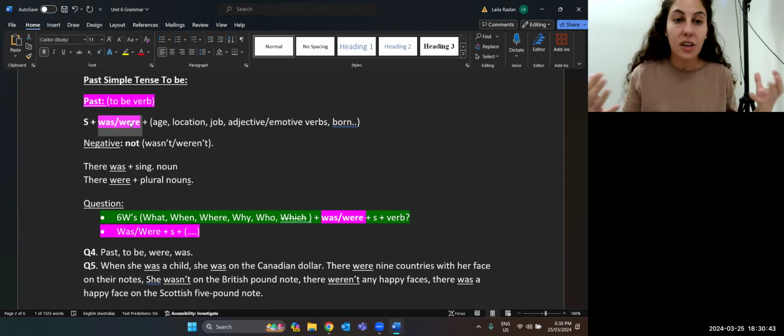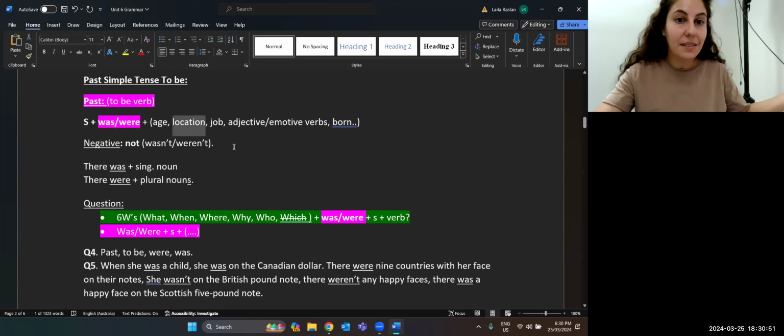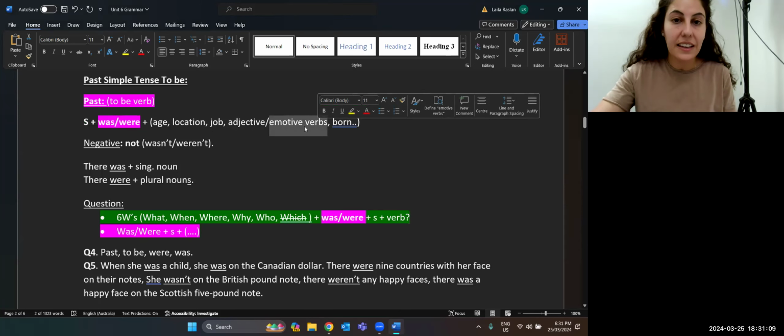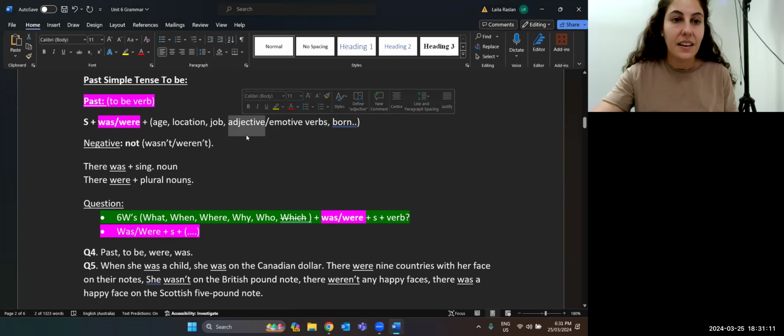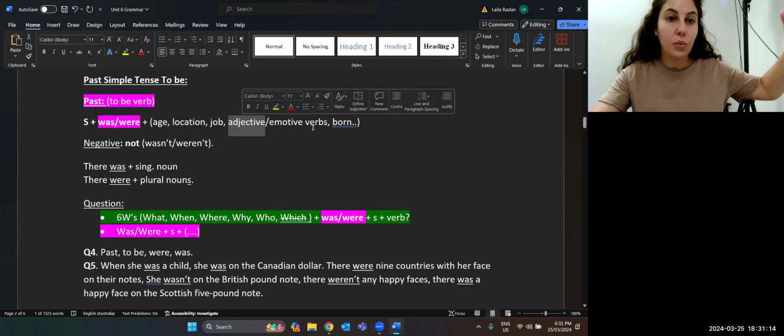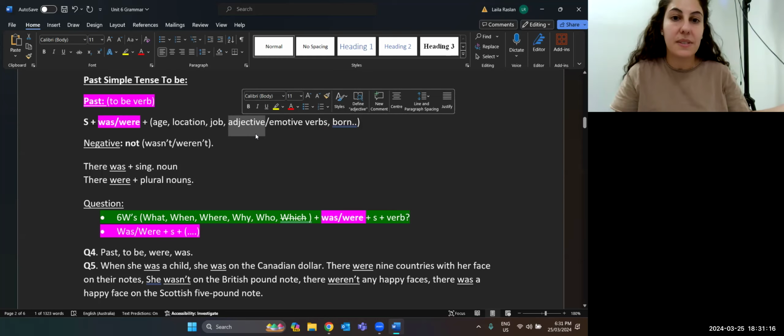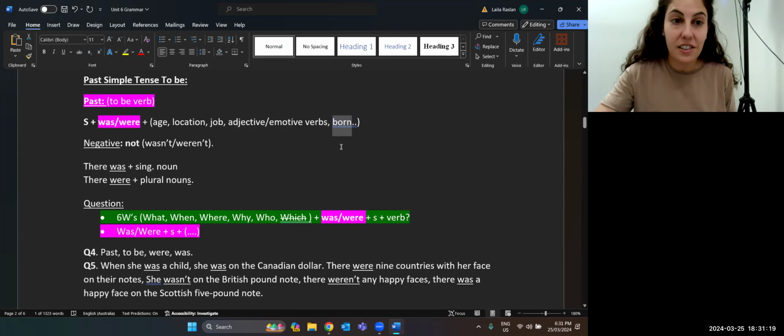We use it when we need to talk about our age, like I was 20 years old in the year 2000. I was in the city last weekend, when we talk about location, places. I was a student before I studied. With an adjective: I was really happy this weekend. An emotive verb, sorry, is the action of a feeling. So I was really happy this weekend. He was very tall when he was a kid. An adjective is when we describe something. And I was born in Australia.